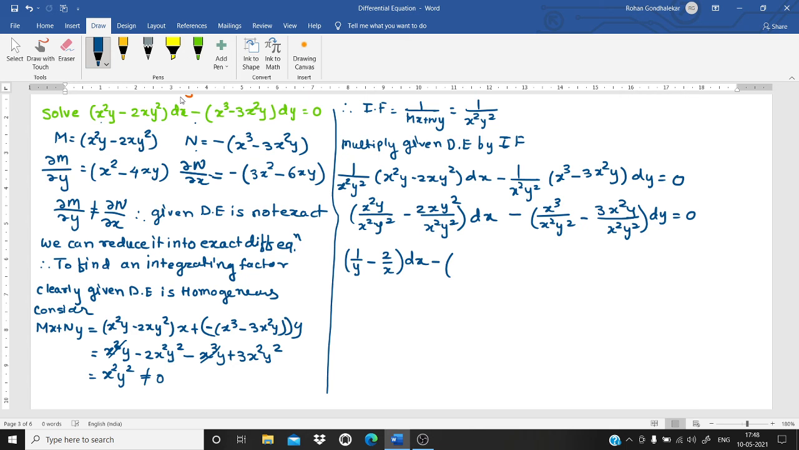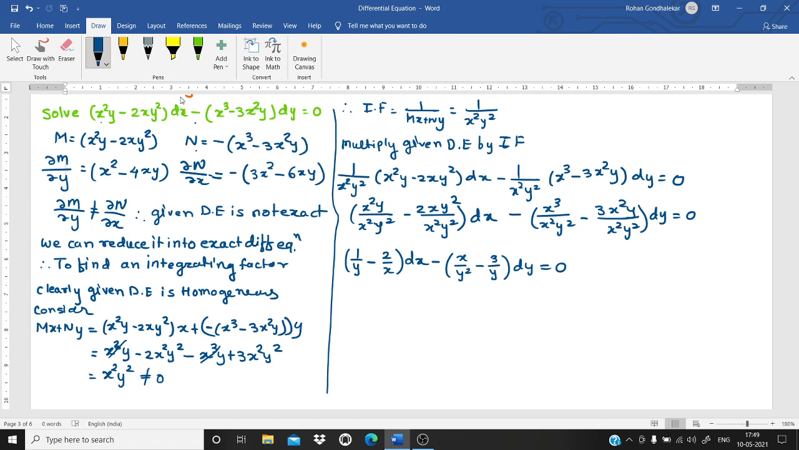The second term would be, sorry, there is an x cube in the numerator, and an x square in the denominator, so we have x upon y square, minus x square upon x square will get cancelled, y upon y square, so we have minus 3 upon y, dy equals 0. Is this okay? Fine. So now what?